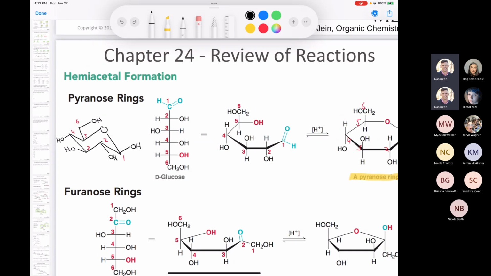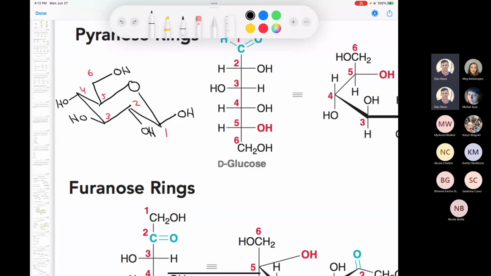So the reason why glucose is the most abundant monosaccharide on Earth, and this would be beta D glucose, the reason it's so abundant is because everything is equatorial. This substituent is equatorial, this one is, this one is, this one is, and so is this one here. Everything is equatorial in glucose, especially beta D glucose.